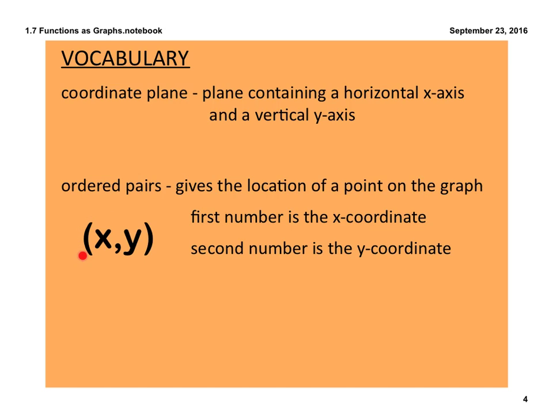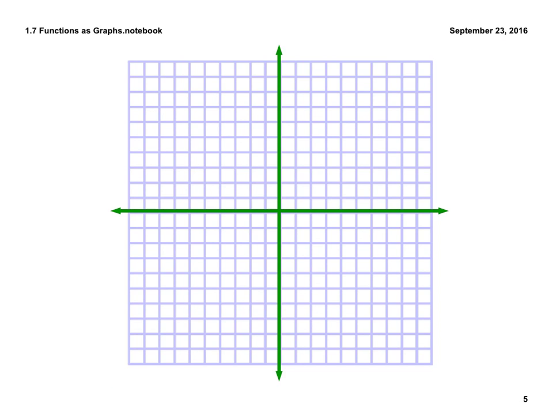The first number is the x-coordinate, the second number is the y-coordinate, and you know what? It's sometimes difficult to remember which is which, but they're called an ordered pair. And one reason they're called an ordered pair is because it's alphabetical order. X comes before y in the alphabet. And this is what the coordinate plane typically looks like. The horizontal axis is our x-axis, and the vertical axis is our y-axis.